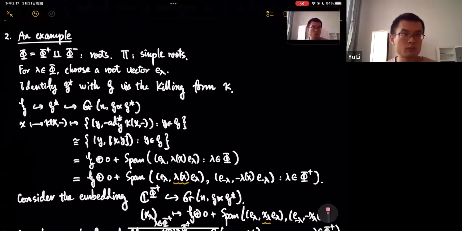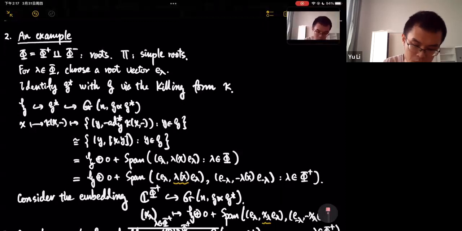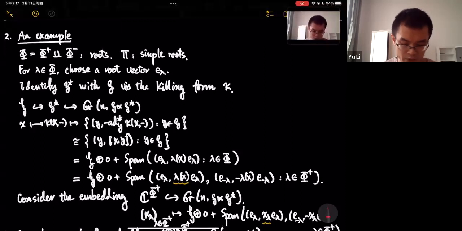Okay. So then we move on to section 2. I'll give you 2 examples, the simplest possible examples. But for that, I'll need to introduce some notations. So phi is the set of all roots, phi plus and minus the positive and negative roots, pi the set of simple roots. For each root lambda, I'll choose a root vector e lambda. And for simplicity, I'll identify G star with G using the Killing form.